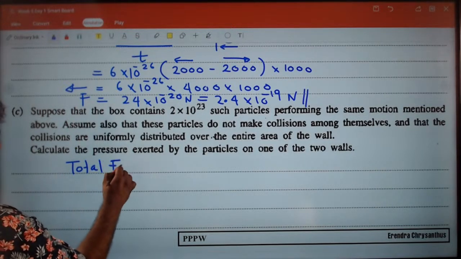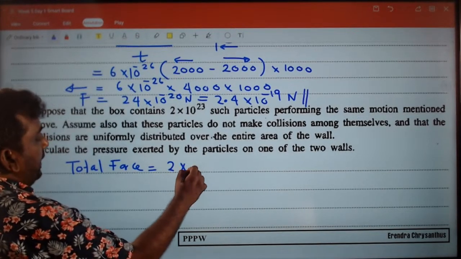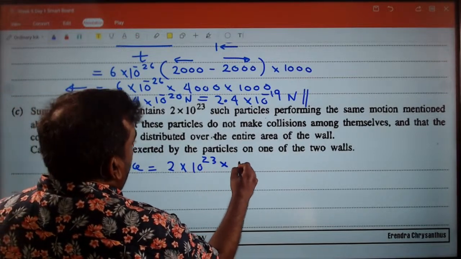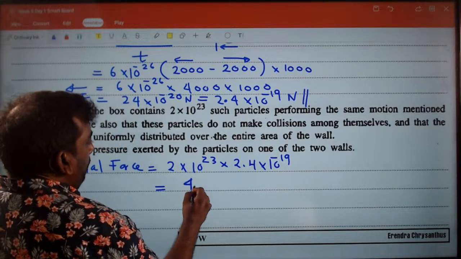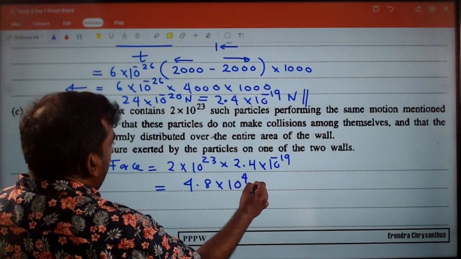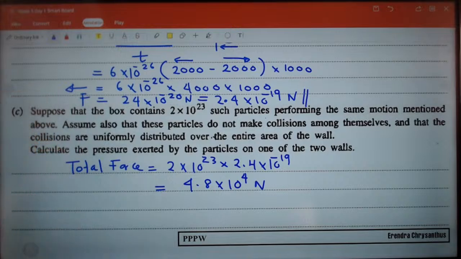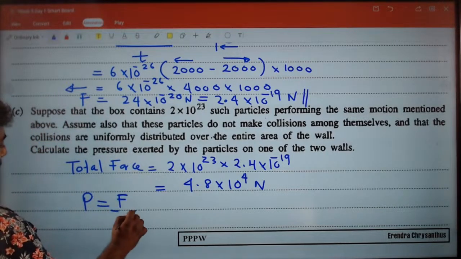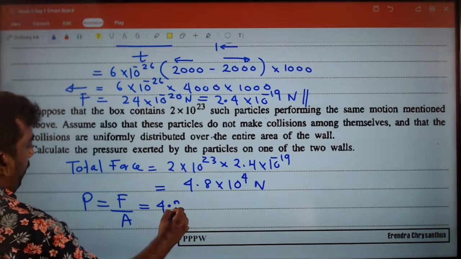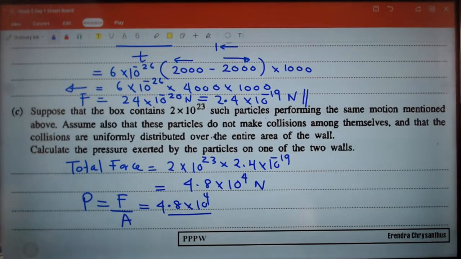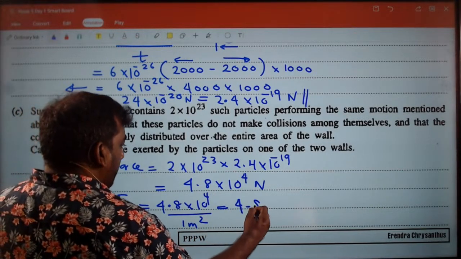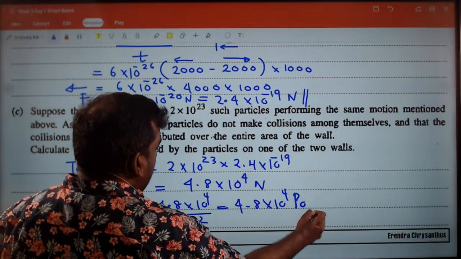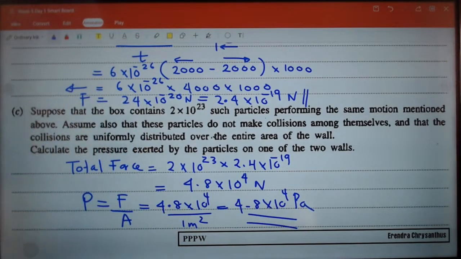Total force: for one particle we know 2.4 × 10^-19. So with so many particles, it is 4.8 × 10^4 newtons. Pressure is equal to force divided by area. 4.8 × 10^4, and area is 1 meter squared. So the pressure exerted is 4.8 × 10^4 pascals.